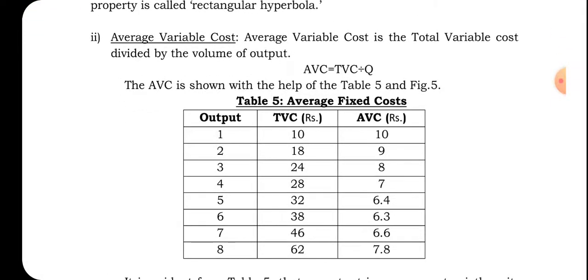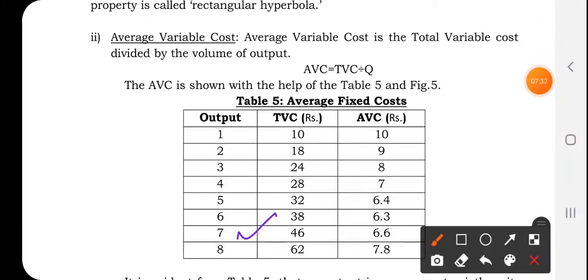Next one is average variable cost. The formula is total variable cost divided by number of units produced. The same values I have taken here also. You can see that with the increase in production, the average variable cost is decreasing, but only up to a particular point. Till the 6th unit, the average variable cost is declining.